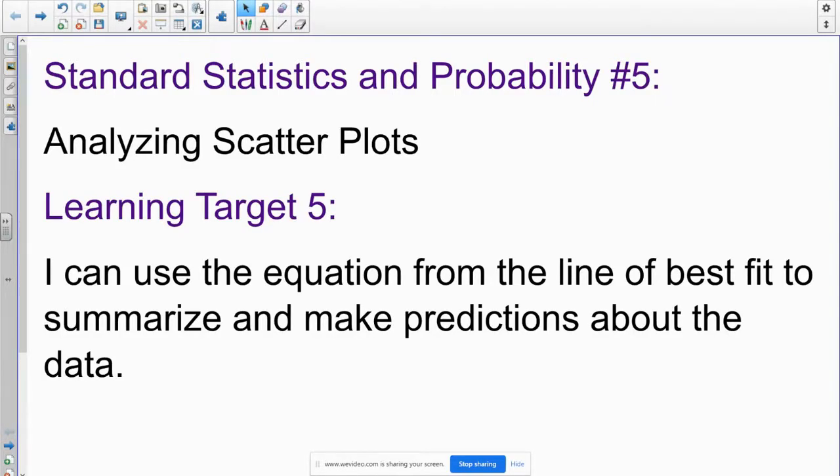Still looking at stats and probability, number 5, which is analyzing scatter plots. But the good news is this is the last learning target. So our final one is I can use the equation from the line of best fit. So going back to LT3, making the line of best fit, LT4, finding the equation, but now we're going to use the equation to both summarize and make predictions about the data. So let's get started here.